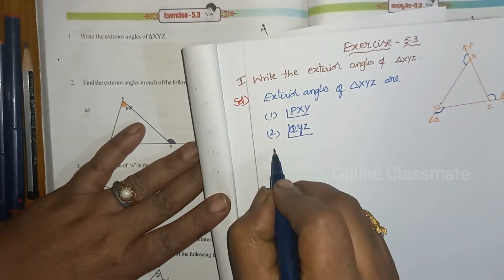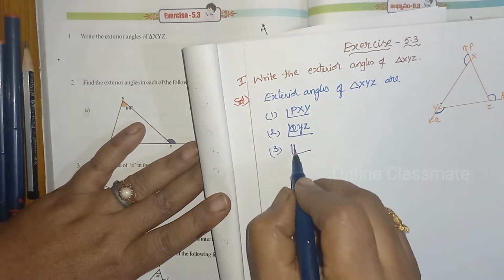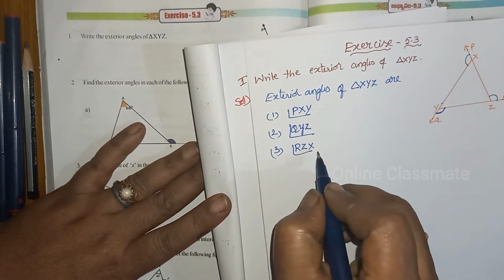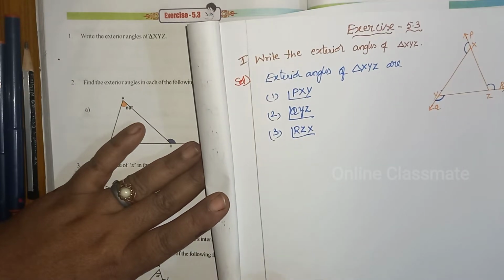QYZ. Third one, RZX. How many exterior angles are formed? Three exterior angles are formed.